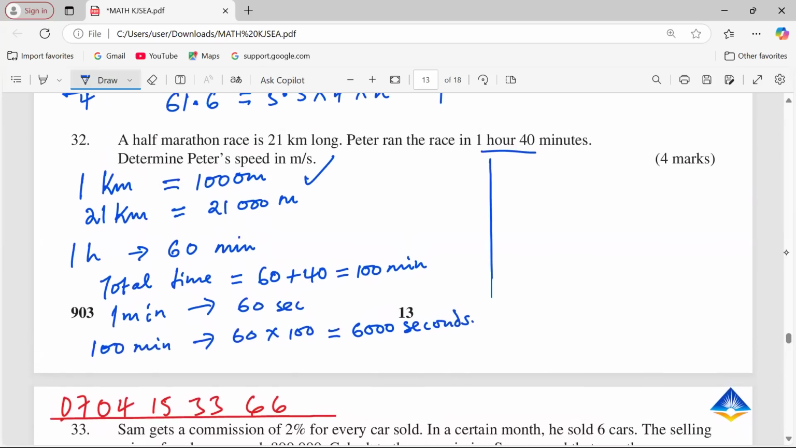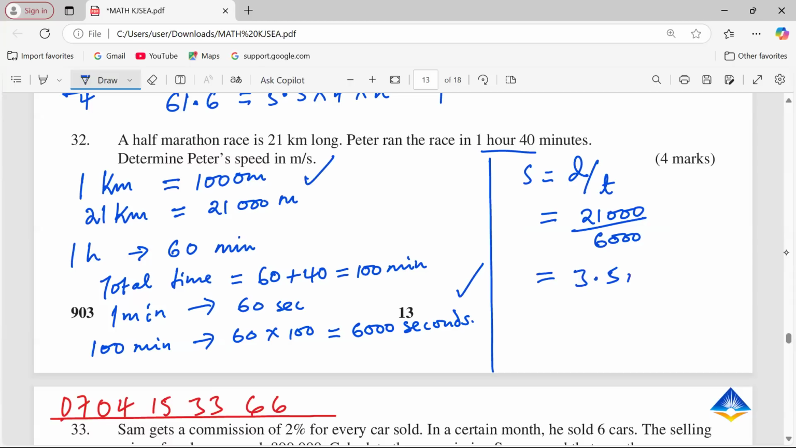Now we have time in seconds, distance in meters. Speed is usually given by distance out of time. So we will talk about a distance of 21,000 and time 6,000. So when we divide all this, I'm getting 3.5 meters per second. So that is it. Meters per second.